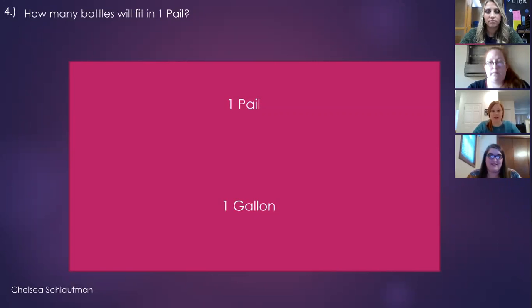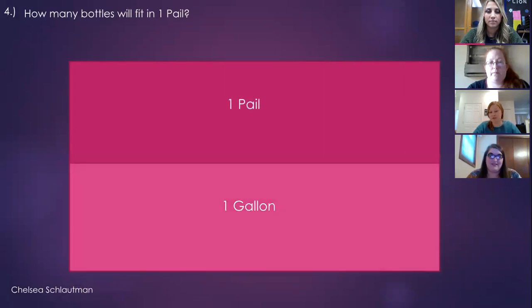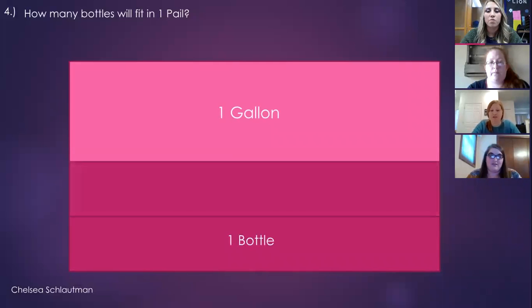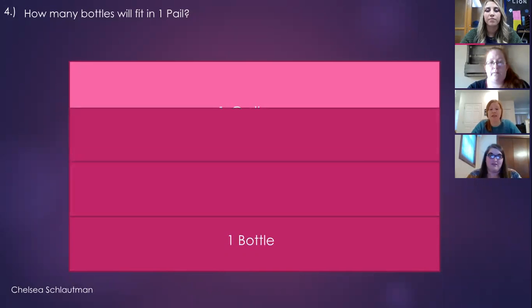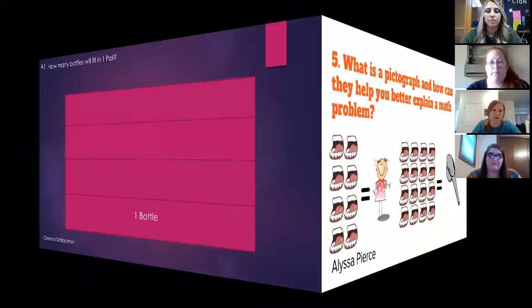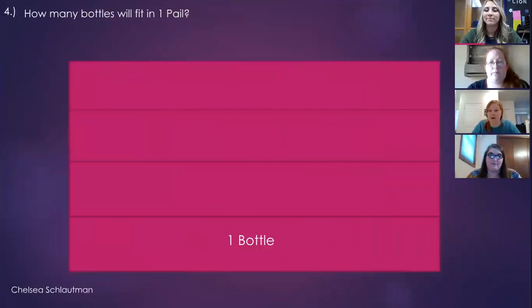So what we're going to do now is see how many gallons will fit inside of one pail. We can fit 2 gallons into the one pail. So next, what we're going to look at is how many bottles are going to fit into a gallon. For each gallon, we can fit 2 bottles. If we multiply that by 2, we're going to have 4. There will be 4 bottles in one pail.